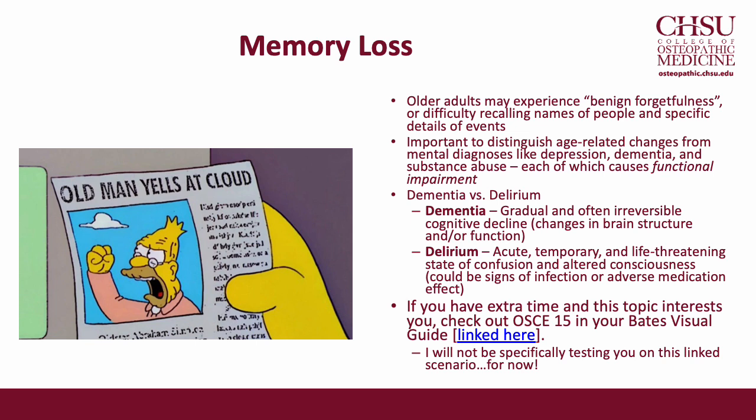Now, mental health diagnoses like depression, dementia, and substance abuse can cause functional impairment, which is different than common age-related changes. If you do notice a person having difficulty with their functioning, with their abilities to complete their activities of daily living or their instrumental activities of daily living, their ADLs and IADLs, that's when we need to be more concerned and pay more attention. On this slide, I do have definitions for dementia and delirium, and you should be very familiar with the differences between dementia and delirium at a very basic level.